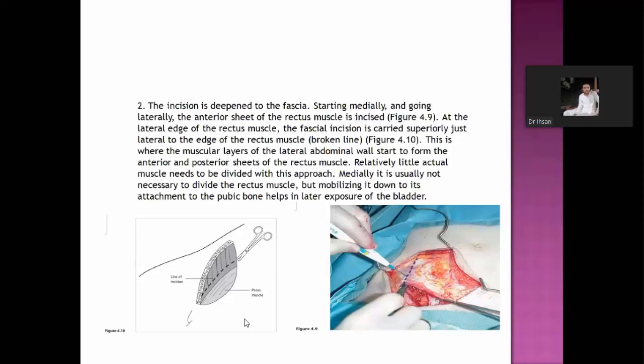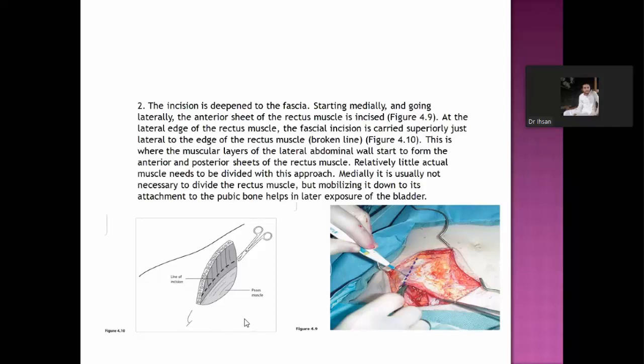The second step, the incision is deepened to the fascia, starting medially and going laterally. The anterior sheath of rectus muscle is incised at the lateral edge of the rectus muscle. The fascial incision is carried superiorly just lateral to the edge of rectus muscle. This is where the muscular layers of the lateral abdominal wall start to form the anterior and posterior sheath of the rectus muscle. Relatively little actual muscle needs to be divided with this approach.